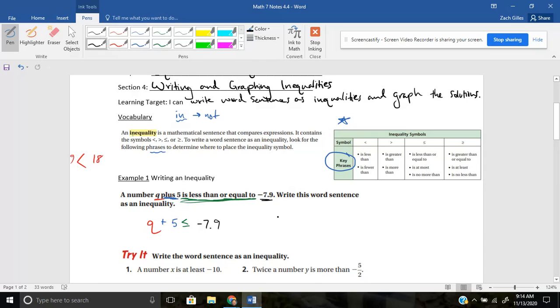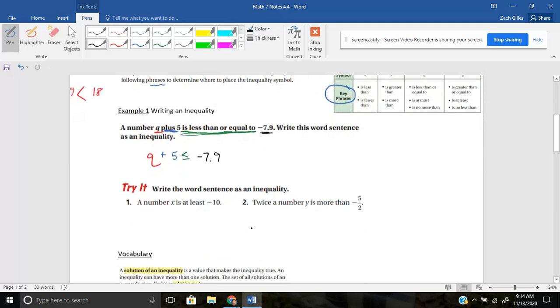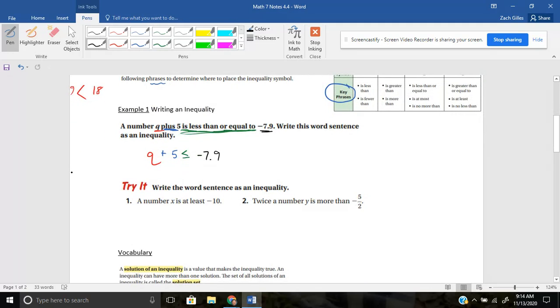Okay, so that's really all we need to do for those types of problems: take the word sentence and write it as an inequality. I think it helps a little bit to color code like I did here. Q is red, plus 5 in blue, is less than or equal to is the symbol, and then that number. So that's it. That's all we have to do. Why don't you pause and try 1 and 2 the same way.